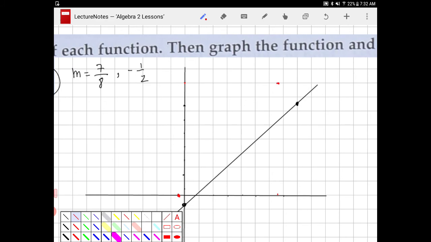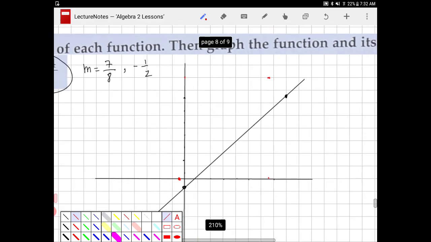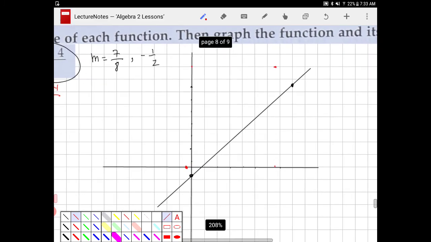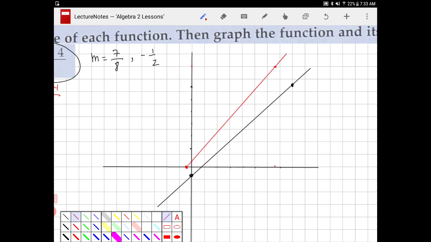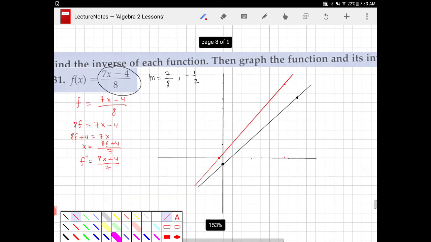And what I'm going to do is thread a line through those two. And how's that going to look? It's going to look like this. And there you have it. The two lines are reflections of one another over the line y equals x.